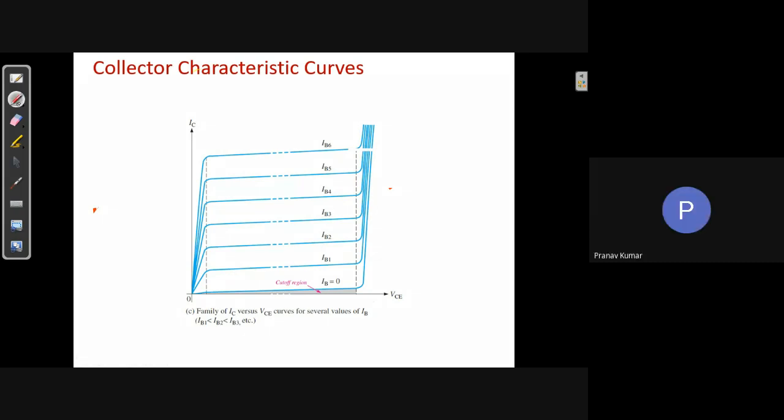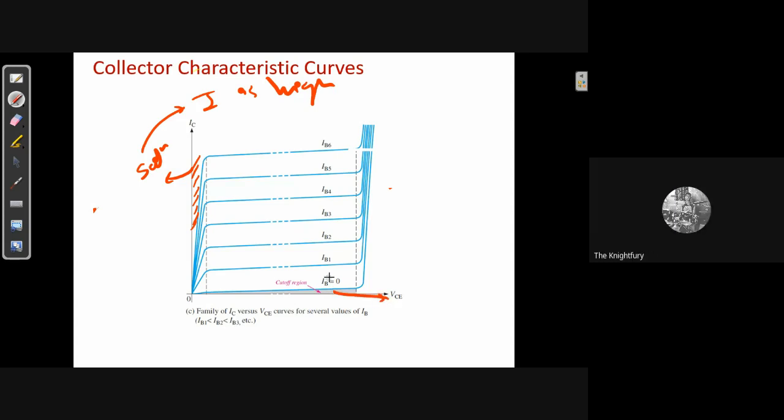Yes, sir. So this region is the saturation region, right? Okay, here the current is very high. Can I say the current is high? Yes, sir. This region is what?